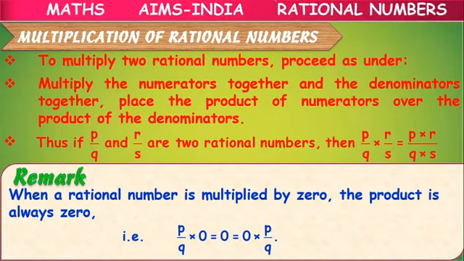Okay? That is about subtraction. So rational numbers follow the closure property, or the closure property is applicable for subtraction of rational numbers. But the commutative property and associative property are not applicable in the case of subtraction of rational numbers.